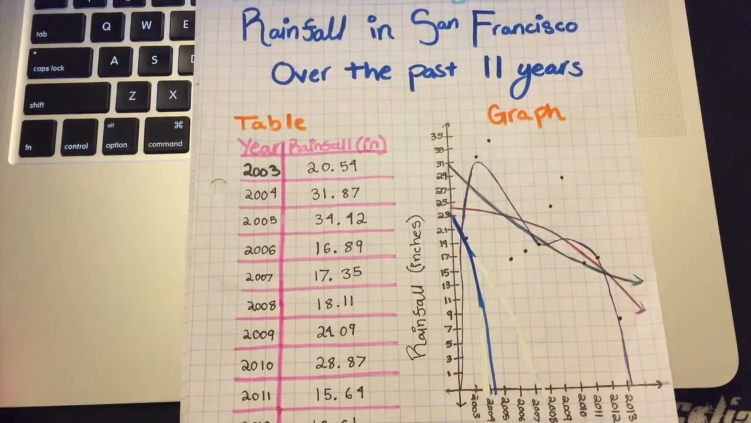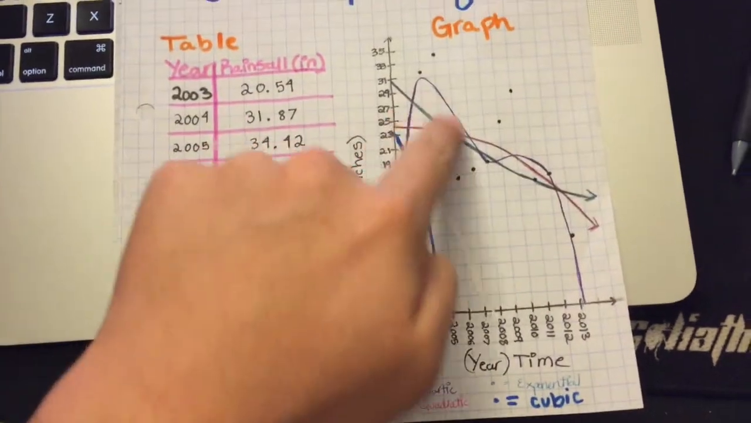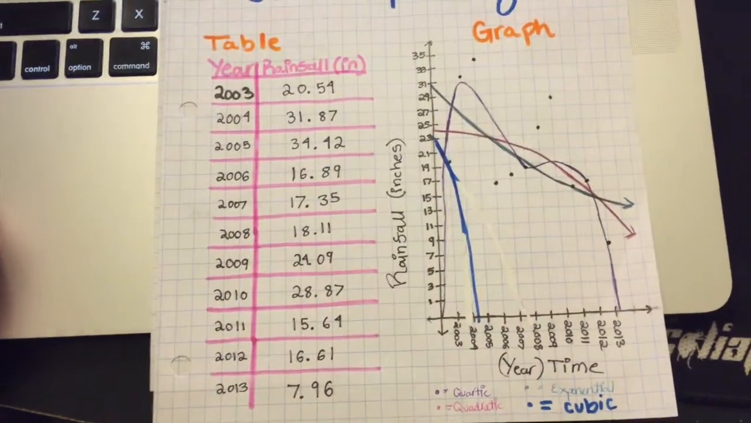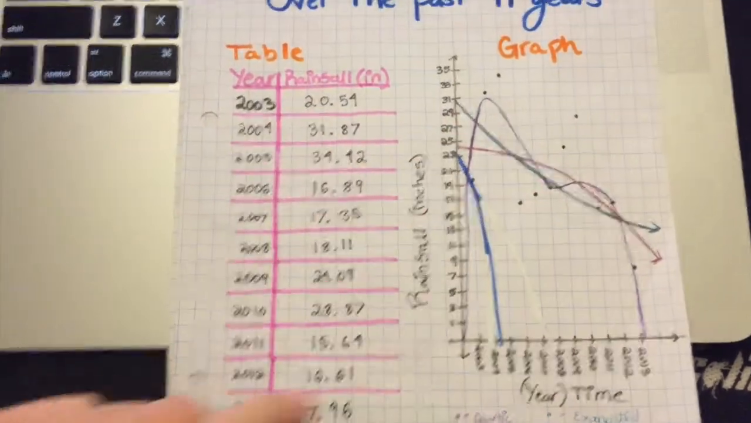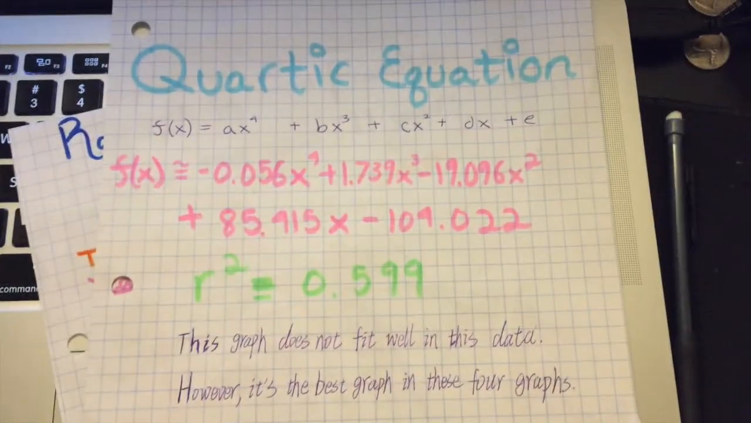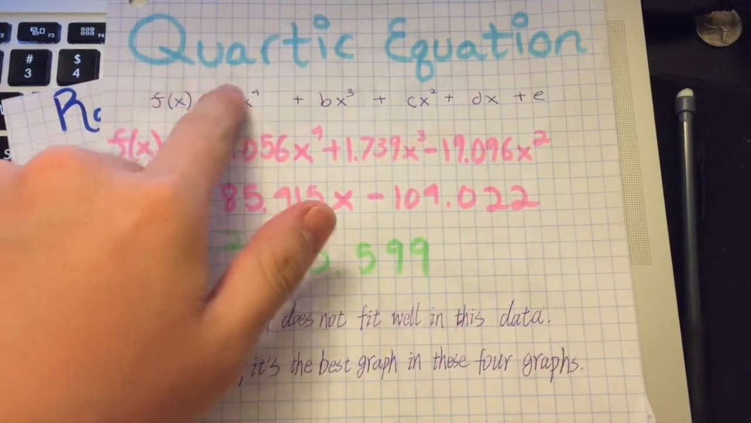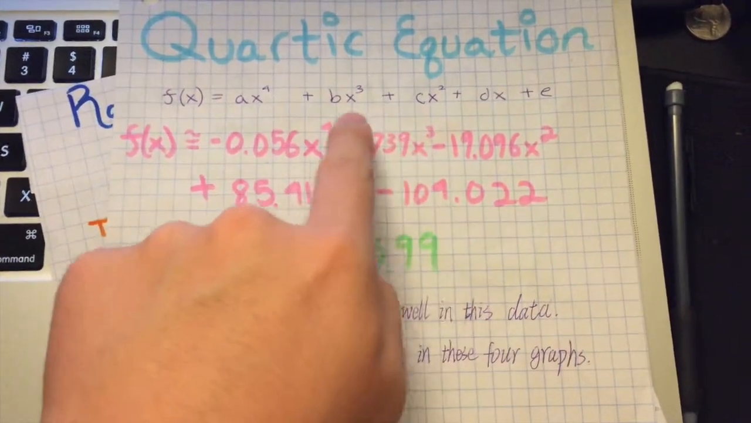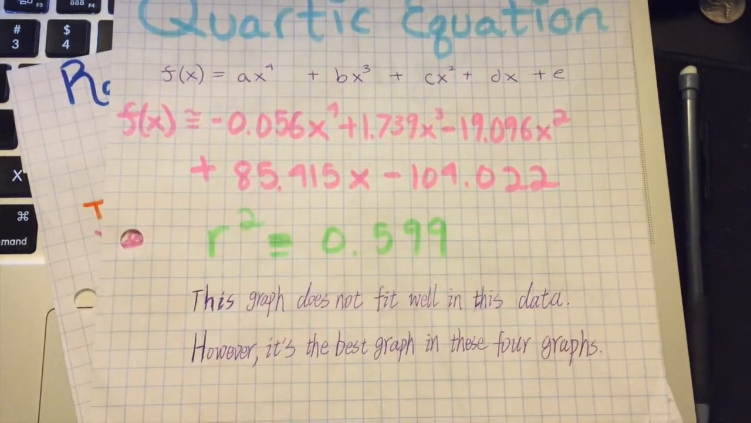Looking at the graph of the rainfall in San Francisco over the past 11 years, as we can see, the quartic equation in this line is not very fit for this data, but it's the best one for the model of the data. And this is the quartic equation, the function we used.